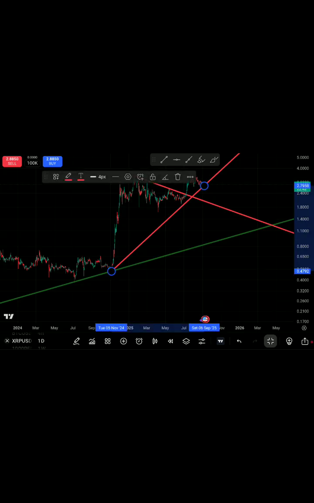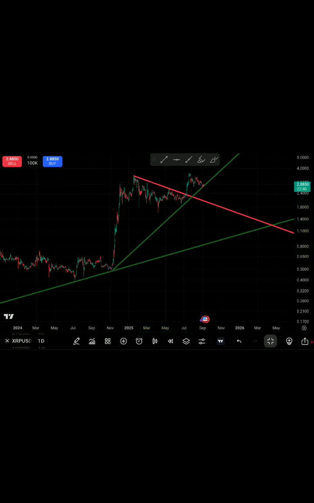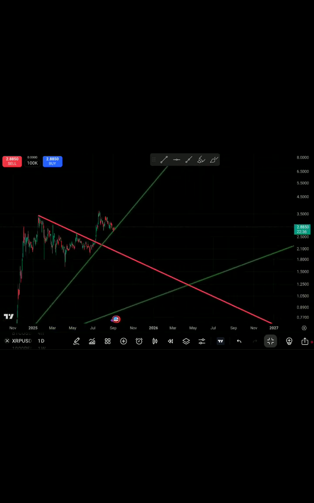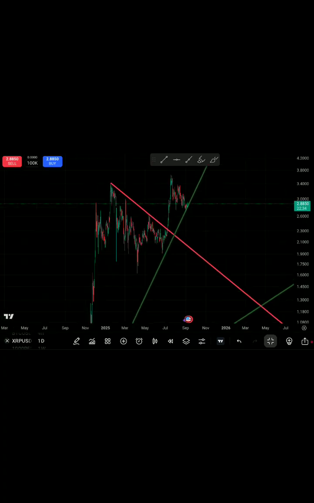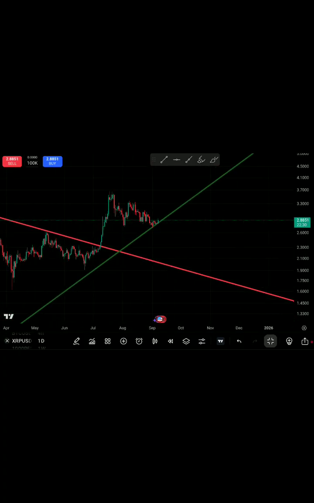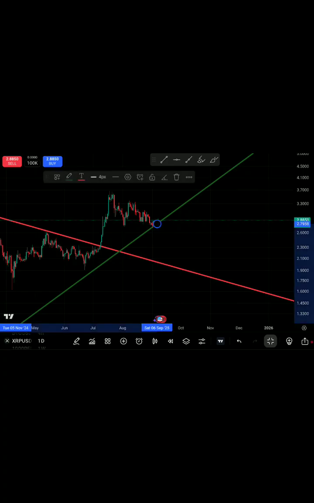Green. Let's change the color to green since it's an uptrend line. So what I'm doing is a top-down analysis. Do we have something to draw on the screen? Yes, we do.